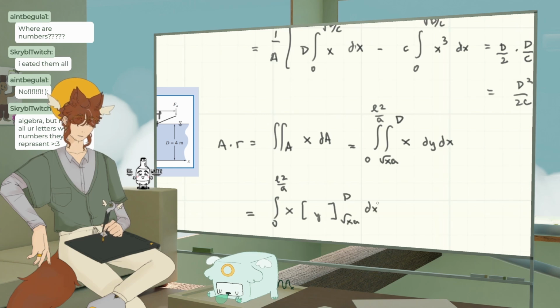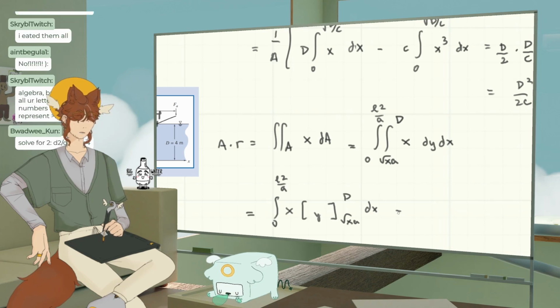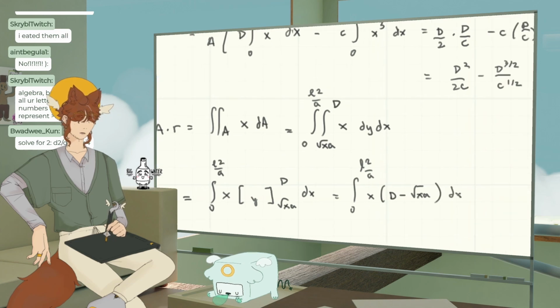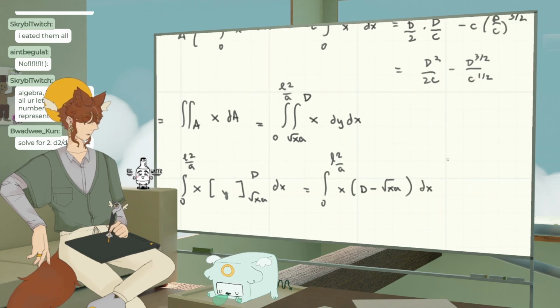We're plugging in that. Algebra, would I replace all your letters with numbers they represent? Oh my god, that would suck so bad. That would be actually awful. x times d minus xa, which I think is actually what they came up with. Something similar to this from the book.